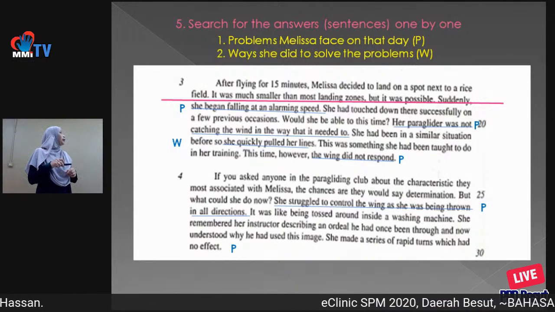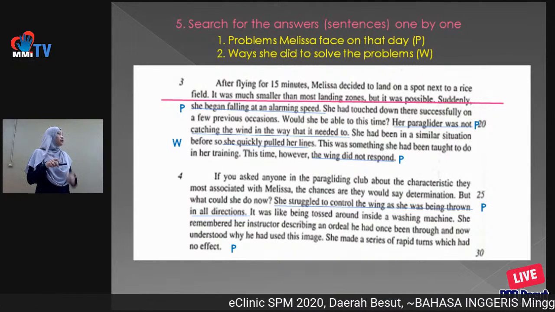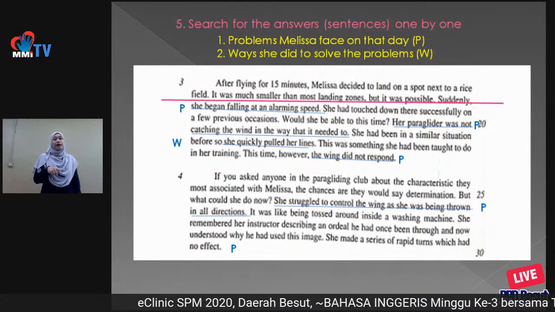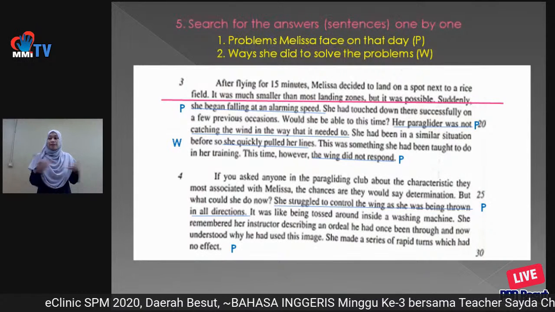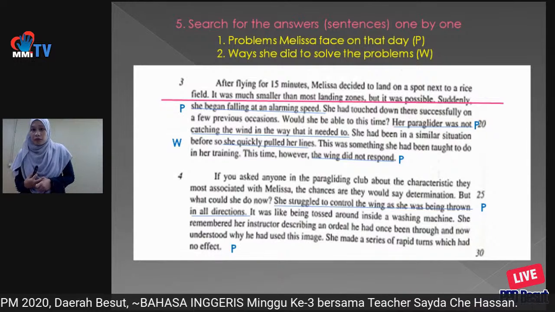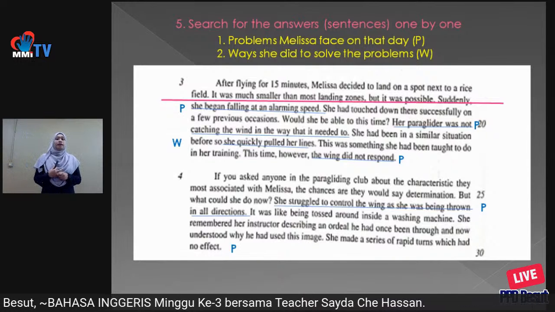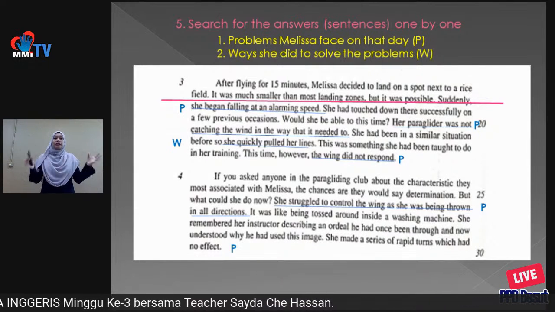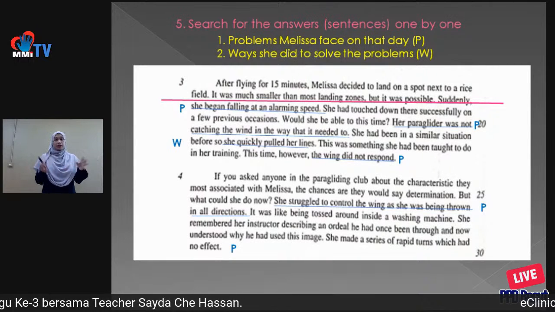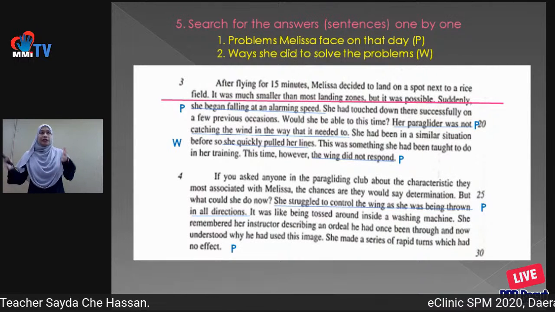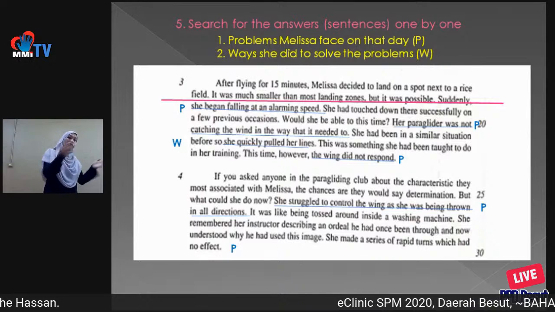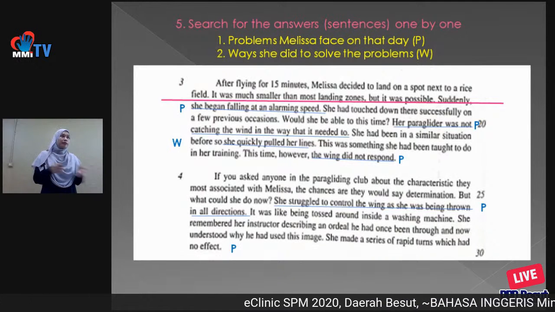It was like being tossed around inside a washing machine. Okay, this is the example of elaboration. Examples yang saya cakap tadi. Okay, she was being thrown in all directions. Okay, macam duduk dalam washing machine. So ni adalah elaboration, explanation to the previous sentence. So tak perlu nak ambil.